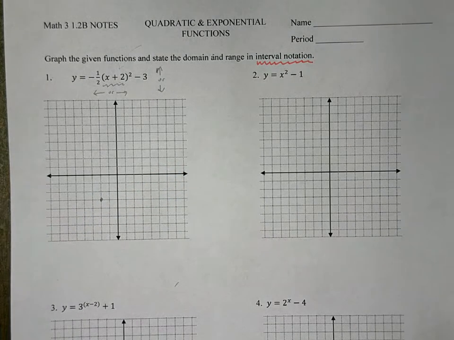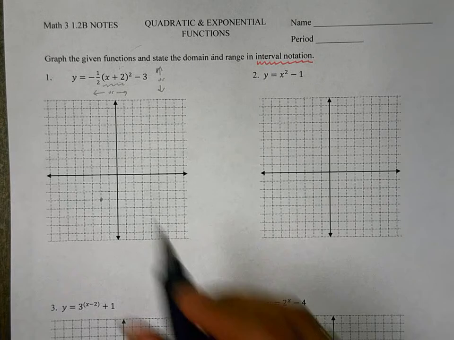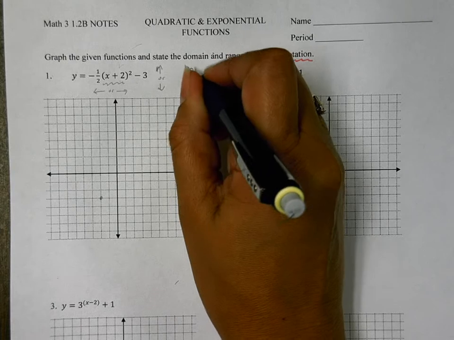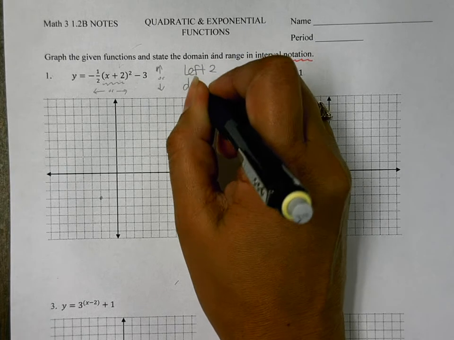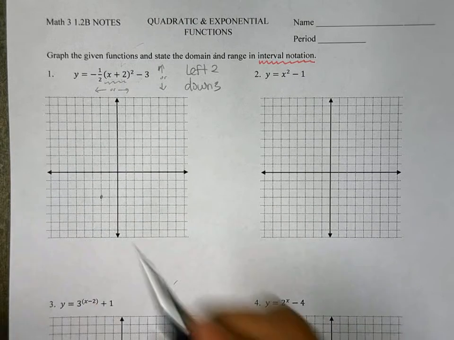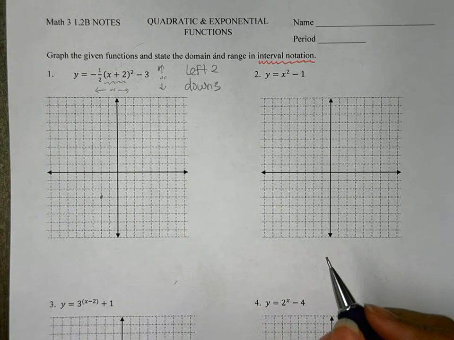Okay, so we're graphing just as we've graphed the last few days, but now with translations. Left 2, down 3. And then from there, remember, we need 3 lattice points. So how do I get my other points?